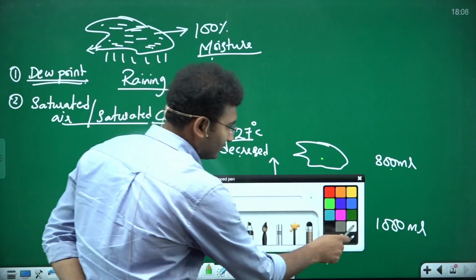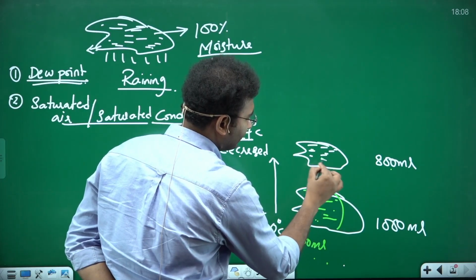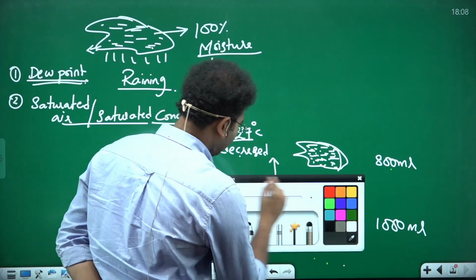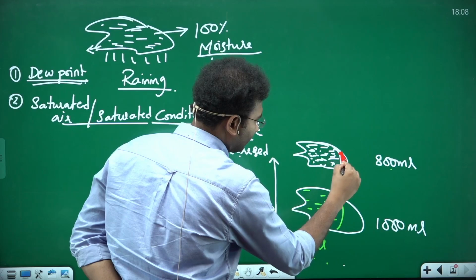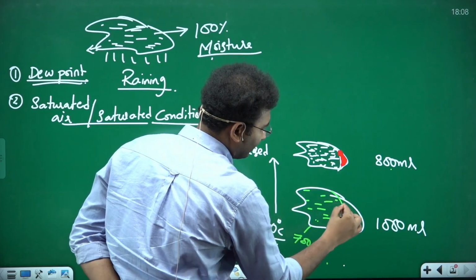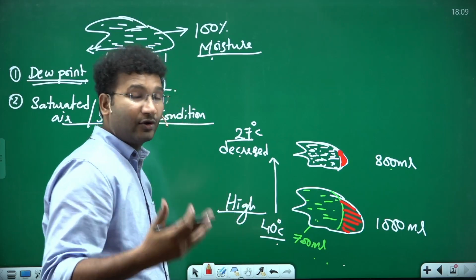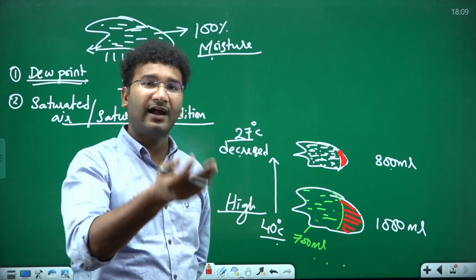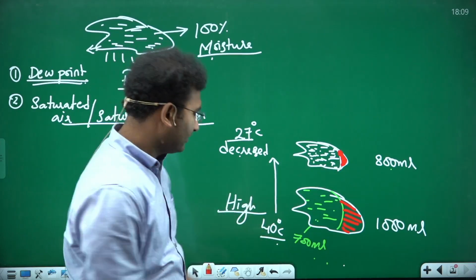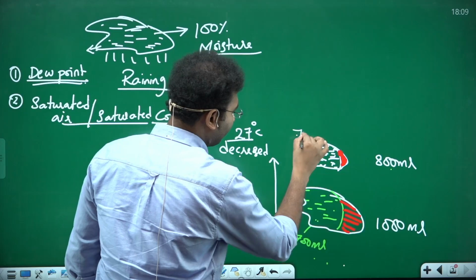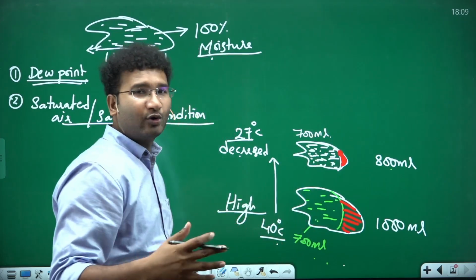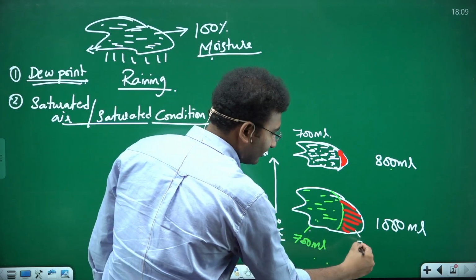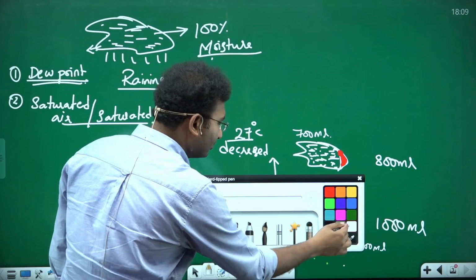In this, you see what is the percentage of moisture this cloud is filled with? This is more, and see here, this red color area is the area where more moisture can be added. Let's say this cloud also has 700 ml of moisture, and it can hold only 100 more units. But in the previous case, it has 700 ml and can hold 300 more units of moisture.